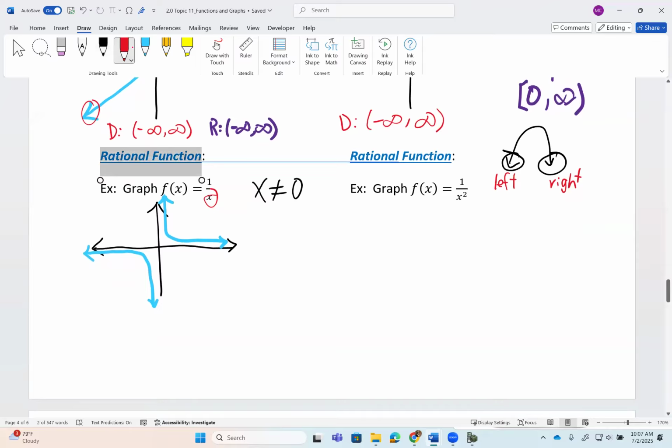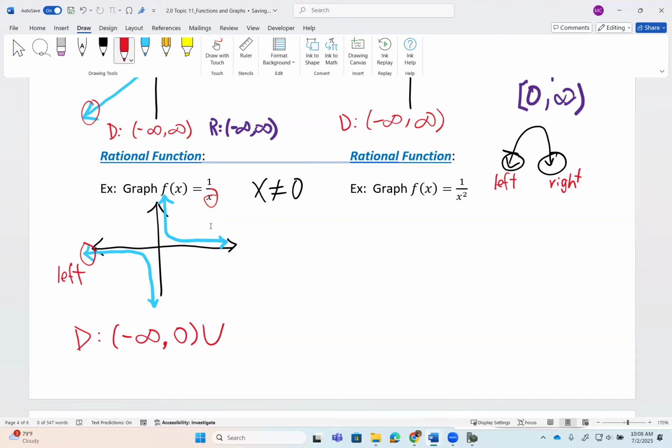So your domain, this side, this arrow pointing to the left, right? That means your x value is coming from negative infinity all the way approaching what x cannot be. X cannot equal 0, so I use parentheses. So that's the left side of the graph.